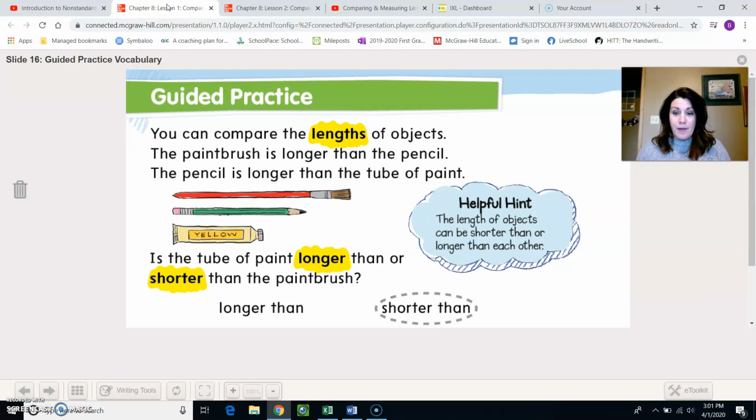So here we have a paintbrush is longer than a pencil. So this paintbrush right here is longer than this pencil. And then we have this tube of paint. Is the tube of paint longer or shorter than the paintbrush? Well, it's shorter. So we would circle shorter than. Here's a helpful hint. The length of objects can be shorter than others and longer than each other.